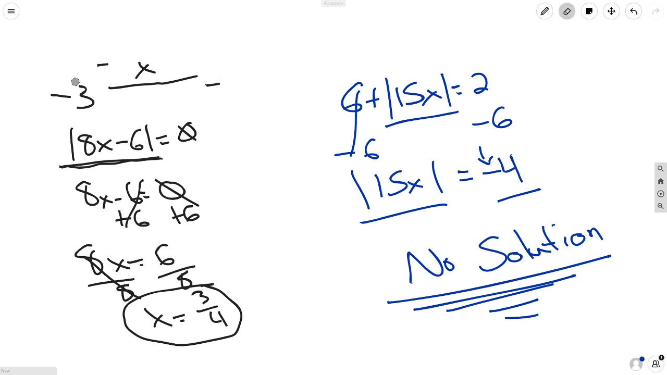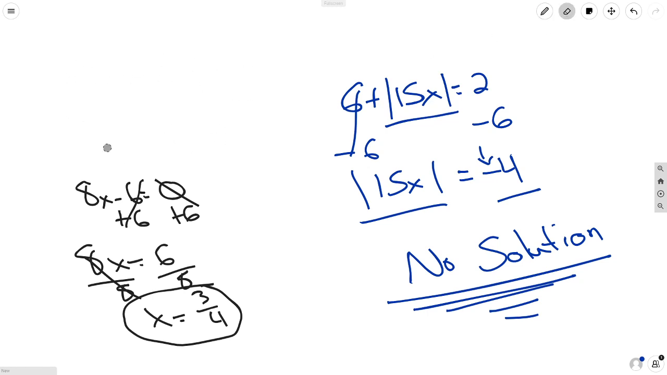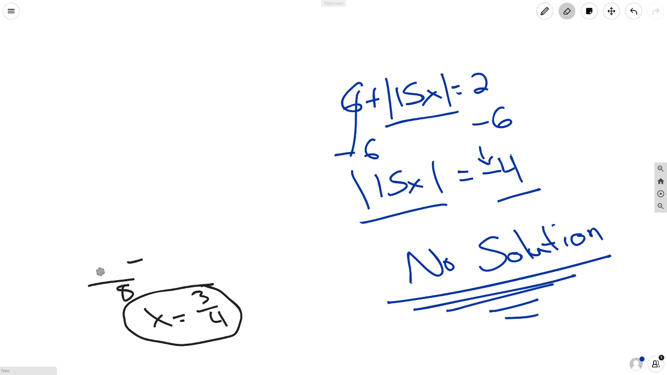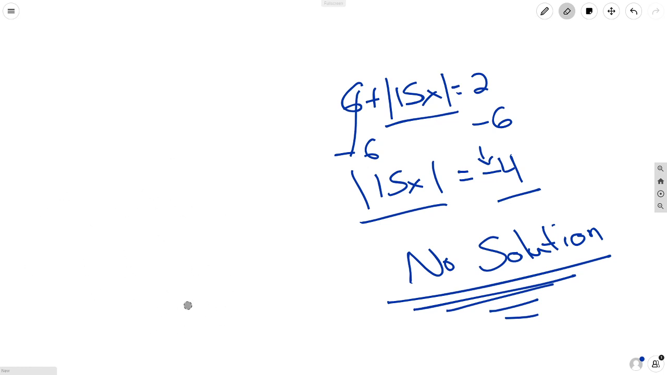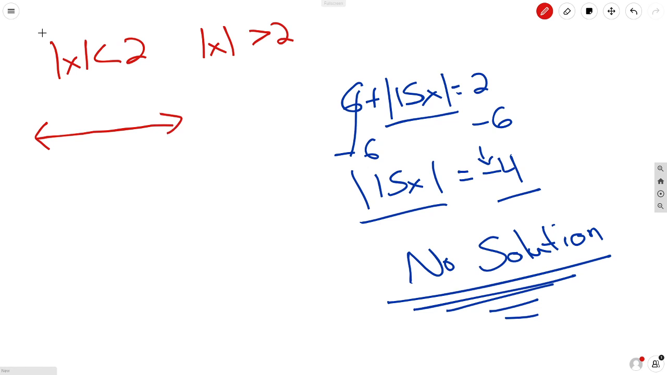Alright, so let's look at a few inequalities here. So let's just talk about inequalities and absolute values. What happens when you put them together? So remember that we're talking about distance. When we're talking about distance, we're saying the absolute value of x has to be less than 2. So let's think about what that looks like on a number line.